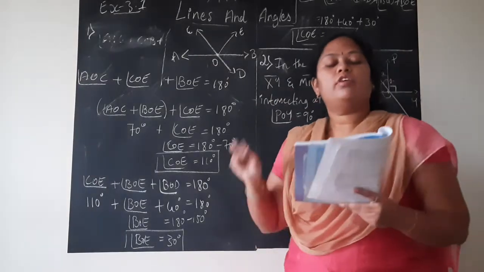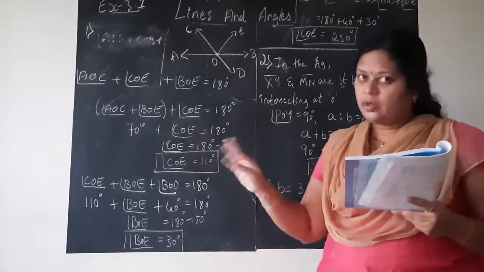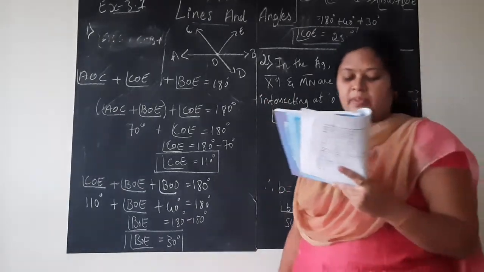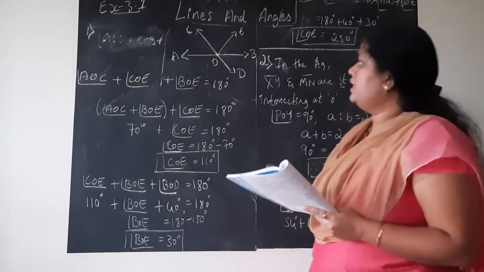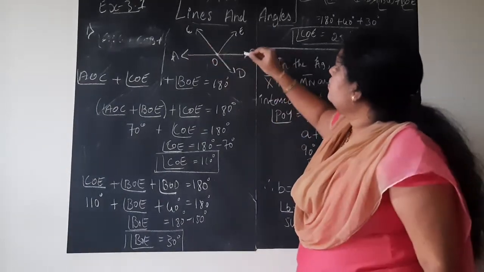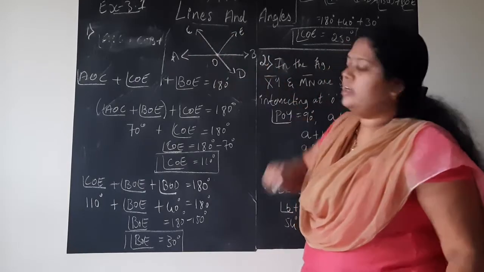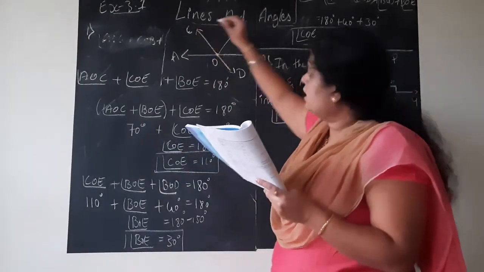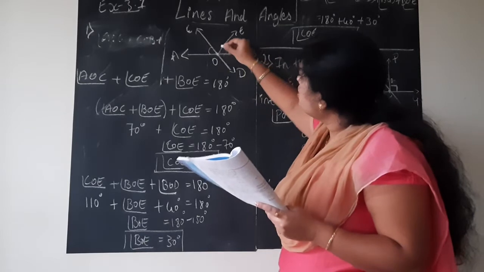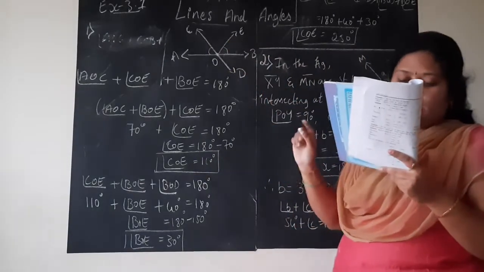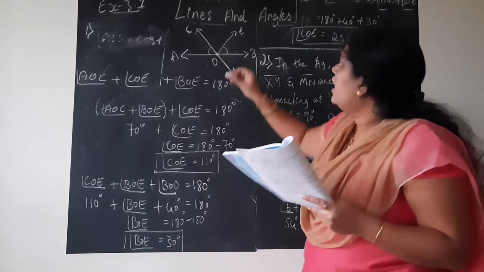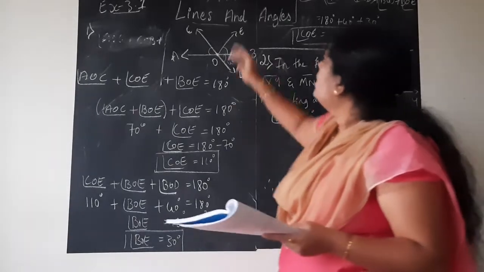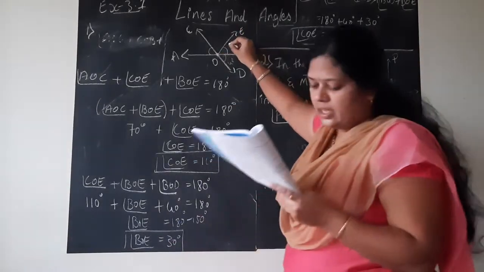Compulsorily you have to draw the figure for all the problems, and for a few questions figures will not be given to you, but in the solution I am drawing it on the board, so I want you to write it in the classwork, children. So lines AB and CD intersect at O. So AB and CD are the lines which are intersecting at O. If angle AOC plus angle BOE is equal to 70 degrees and angle BOD is 40 degrees, find angle BOE, that is this angle.